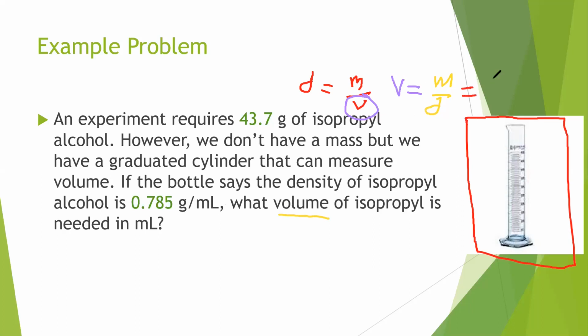And then the mass, we can just do 43.7. And the density is 0.785. And we get the final answer of 55.7 milliliters. So we'll just measure 55.7 milliliters in this graduated cylinder, and that's all. So this is a similar problem, except we solve for volume instead of density. I hope everyone understood that.